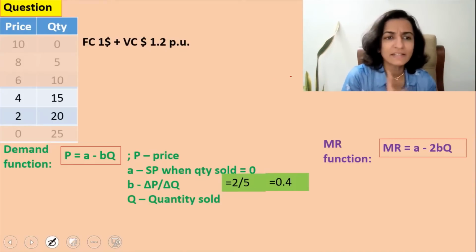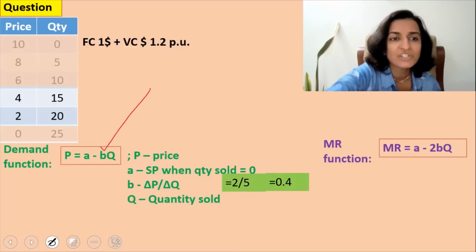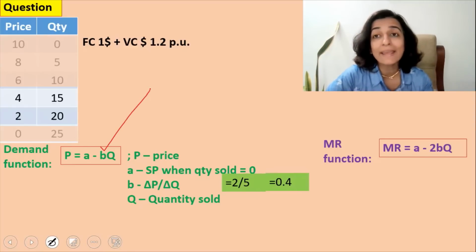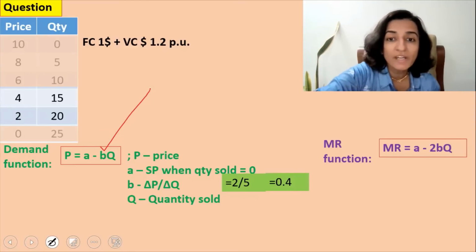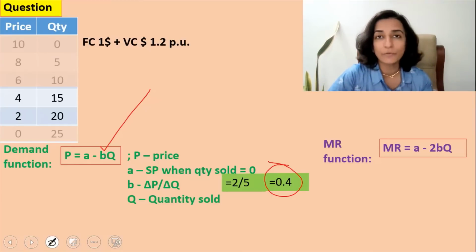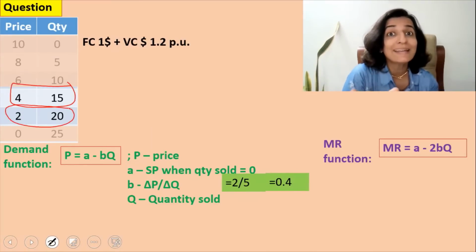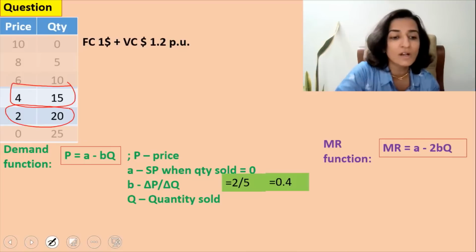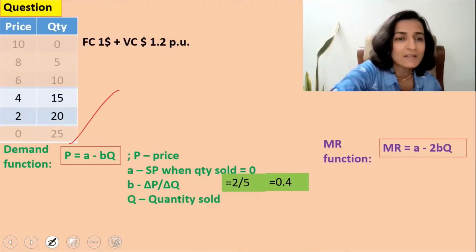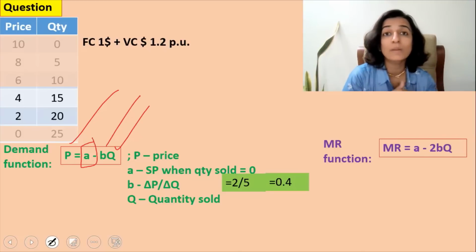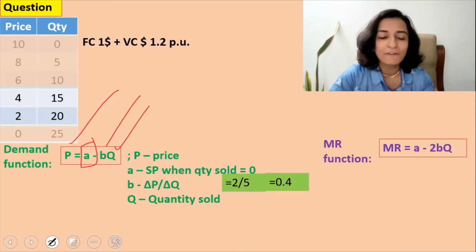And how do we calculate A? We know that the demand equation is P is equal to A minus BQ. We already know that B is 0.4. And we know two price quantity combinations. So we can take any of the two price quantity combinations. So we have the price, we have the quantity, and we know B. So the only unknown will be A. So we can very easily find A.